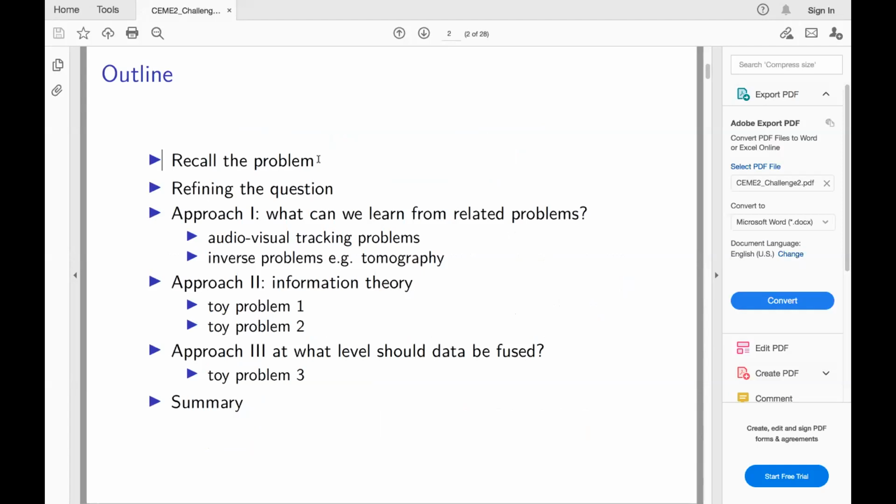I want to very briefly recall the problem, refine the question, and then we have 3 approaches to this, broadly speaking. Approach 1, I shall pass over to Catherine Mitchell, who will talk about the notion of inverse problems. Then I'll pass over to Ollie Johnson, who will talk about some fundamental information theory ideas, and then pass over to Martha Lewis, who will talk about data fusion, and then a summary, which will be me again.